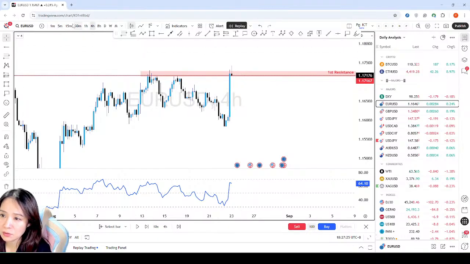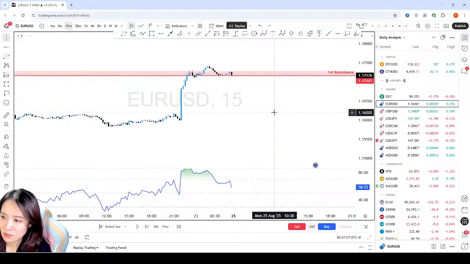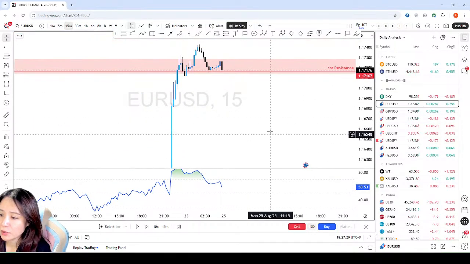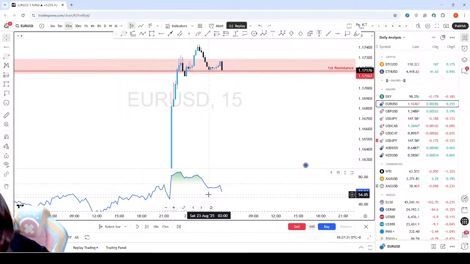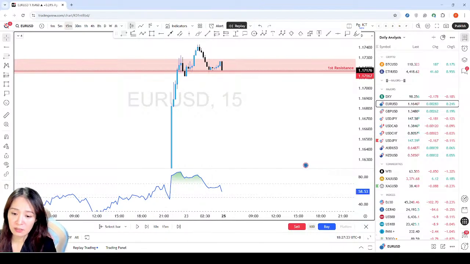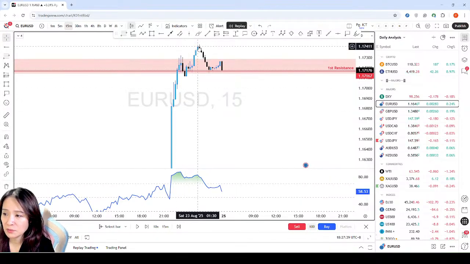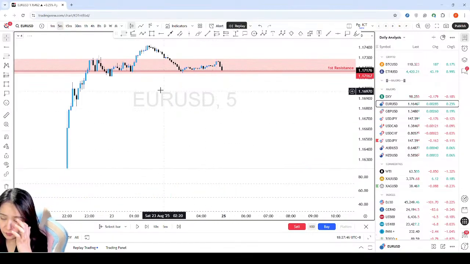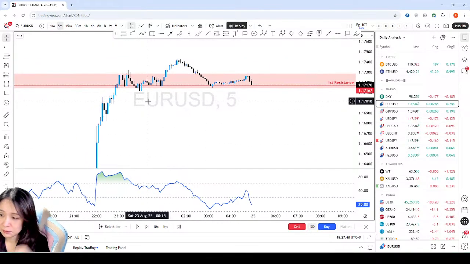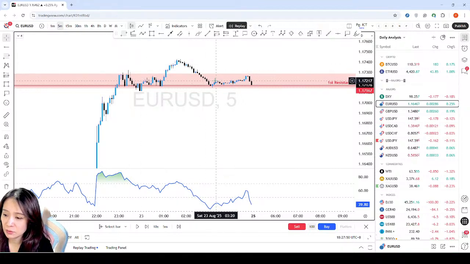What you need to do, always go to the M15 first, or you can go to a lower time frame. You see M15, I already see the confirmation. Yeah, I already see the confirmation. Do you see that price is going to fall from this because there is a divergence here. Price makes a higher high, the indicator makes a lower high. Okay, you can see that it's still within the zone.